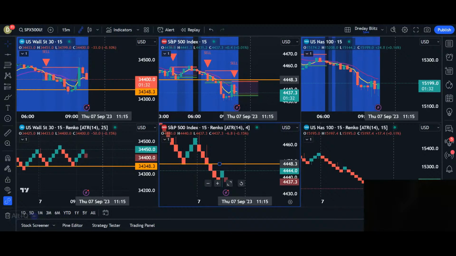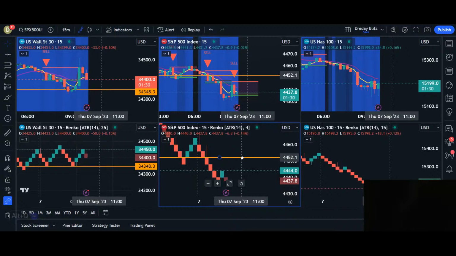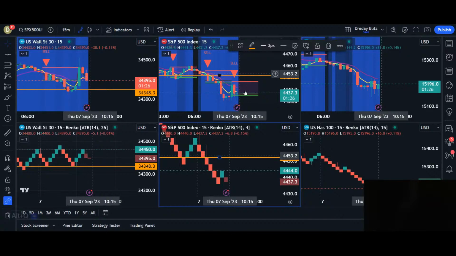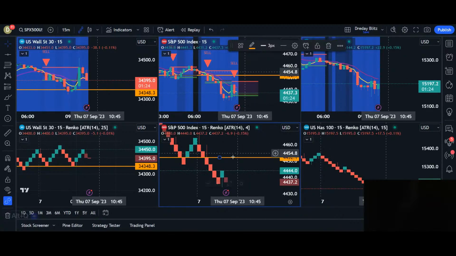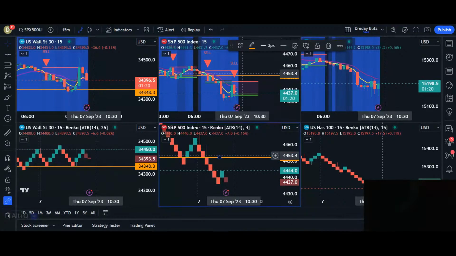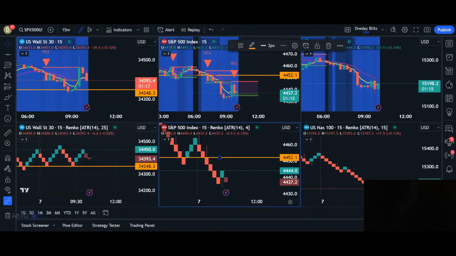So 1 and 2. So this is your stop loss. Okay. Perfect.